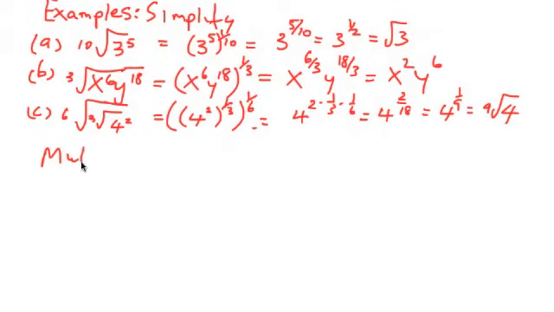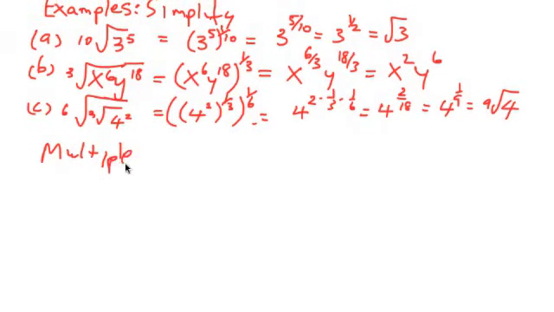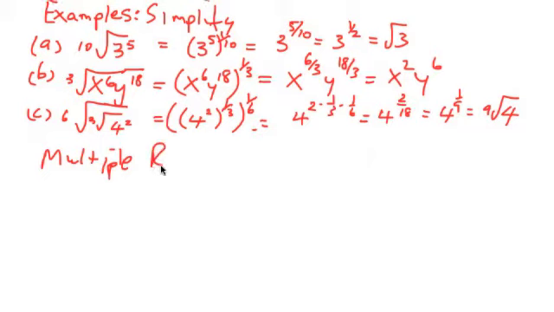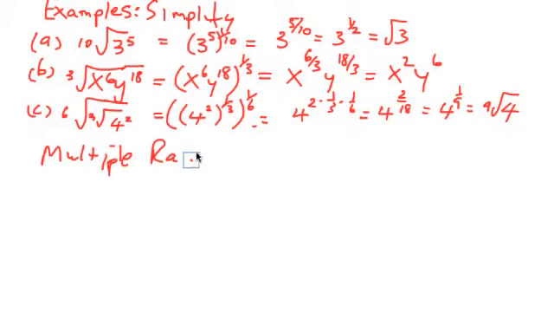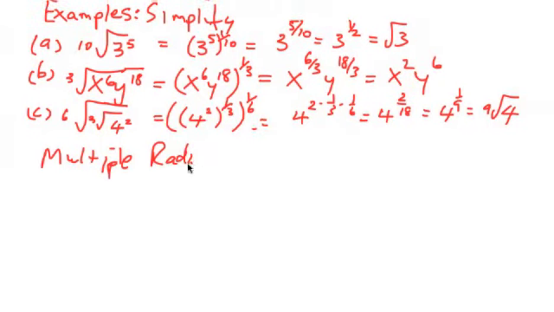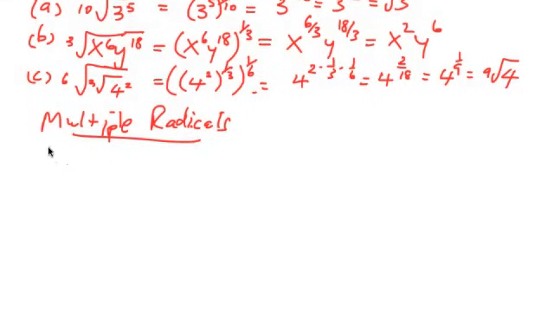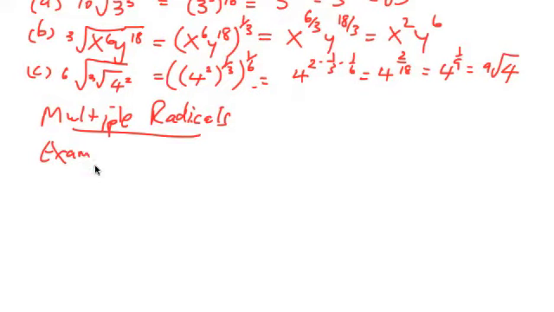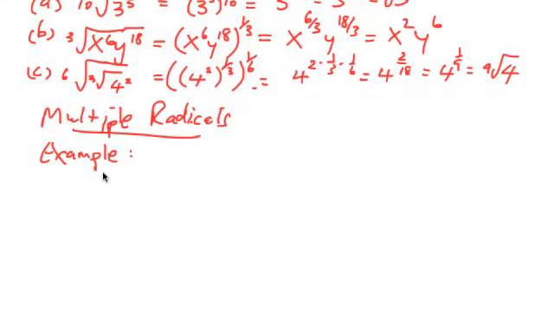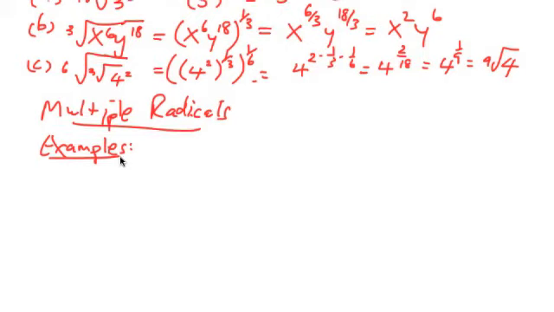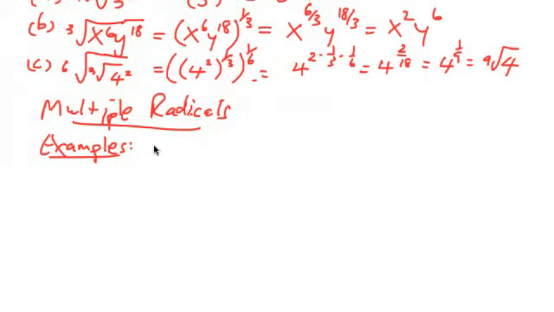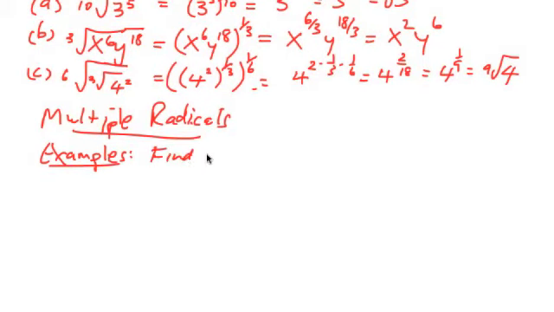Now we want to multiply radicals. Okay, so let's look at an example. Now the good news here is that if they're binomials, we just use the FOIL method, or we just use the distributive property. So let's find each product.